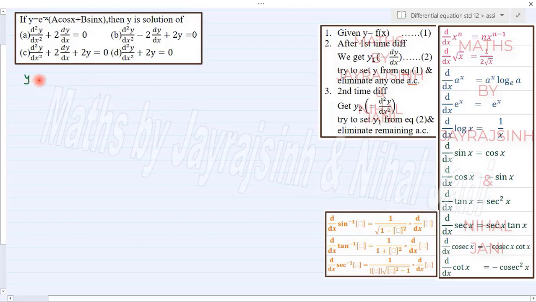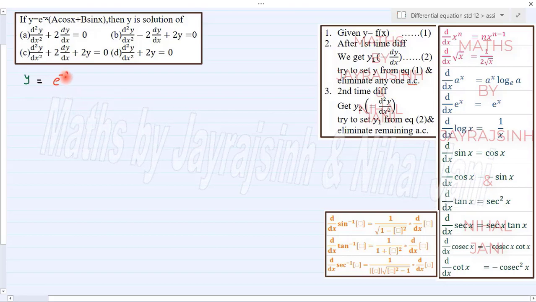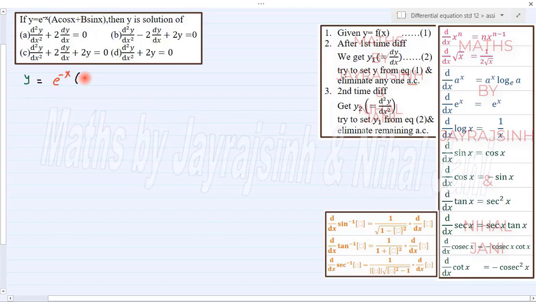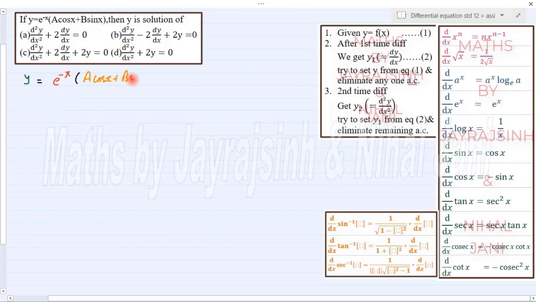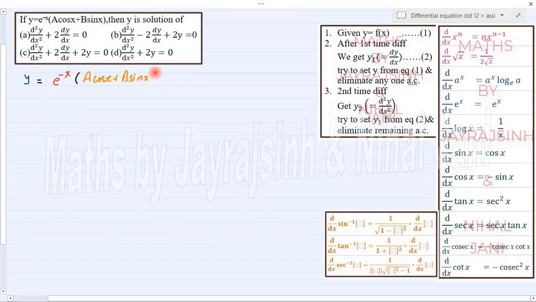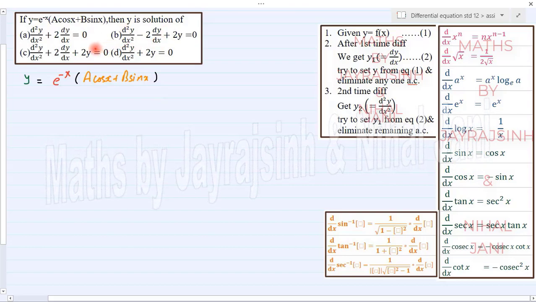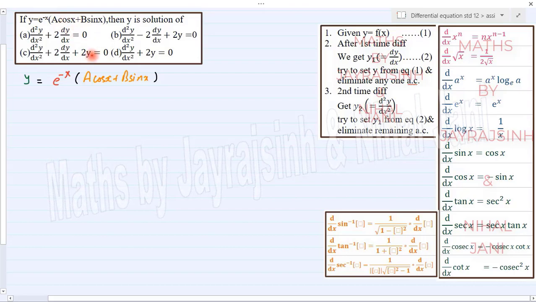If your y is equal to e raised to minus x into a cos x plus b sin x, then which of the following differential equations solution is your y? So let's obtain the differential equation from this solution.